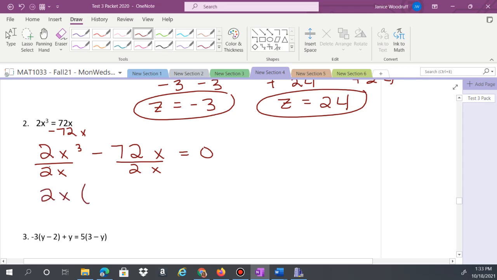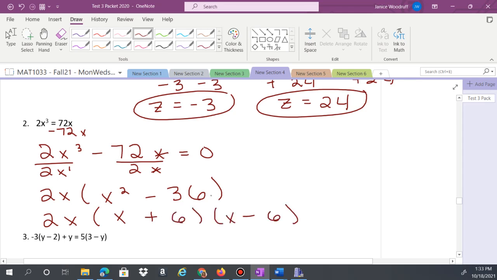2 divided by 2 is 1, x cubed minus 1, so x squared. 72 divided by 2 is 36. These x's cancel. All right, can I factor x squared minus 36 further? Yeah, I can. 36 is a perfect square, isn't it? So that's x plus 6, x minus 6, which makes the middle go away. 6 minus 6, 0. 6 times negative 6, negative 36.